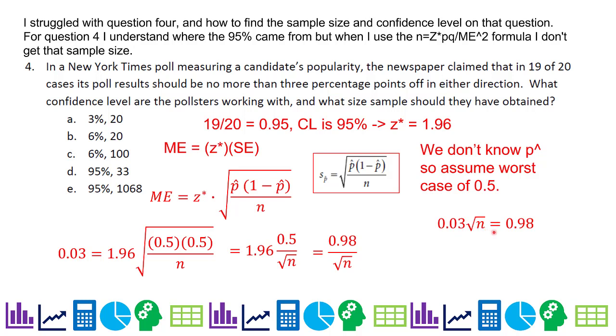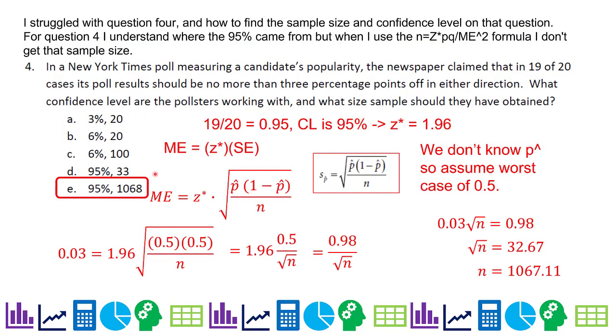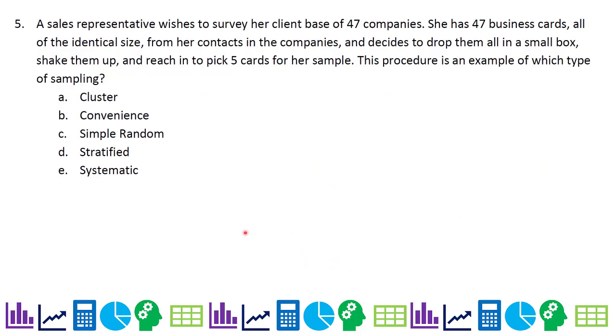So I get 0.03 times square root of n equals 0.98. Divide both sides by 0.03. Square both sides. And I have 1067.11. We got to round up, even though you're like, wait, it's closer to 1067. Well, 1067 isn't quite enough, so we need one more person. And that was it. So your answer is 1068, 95% confidence level.